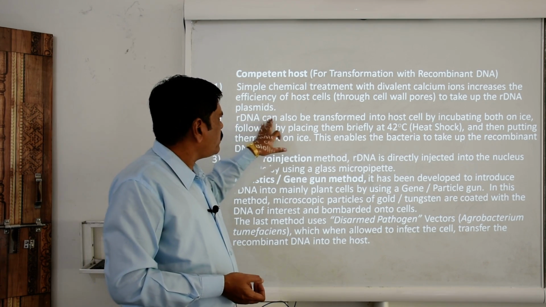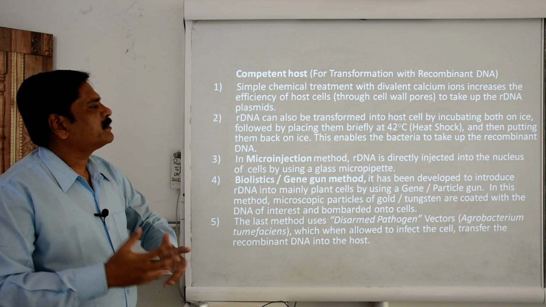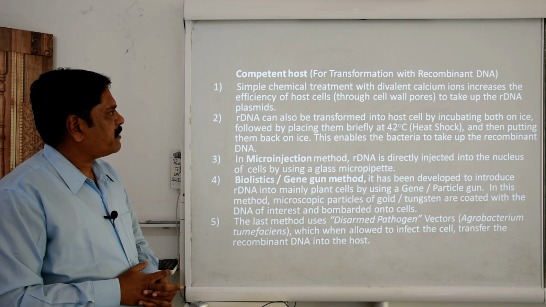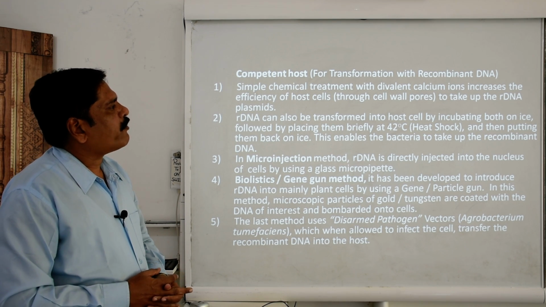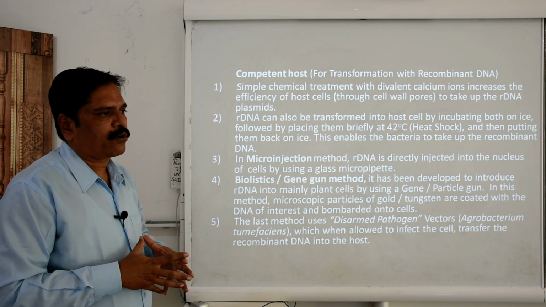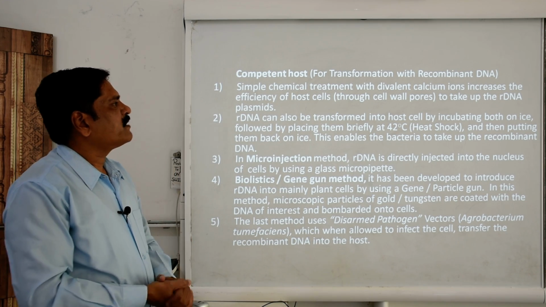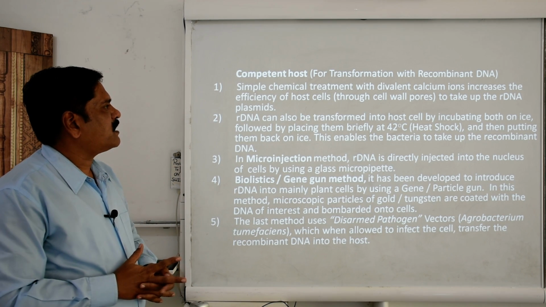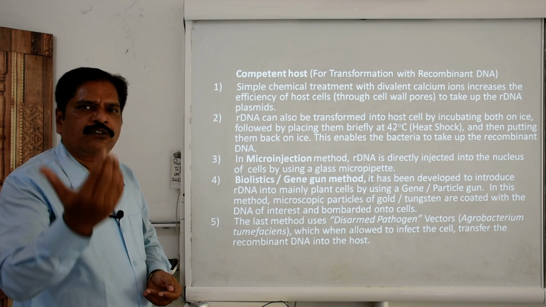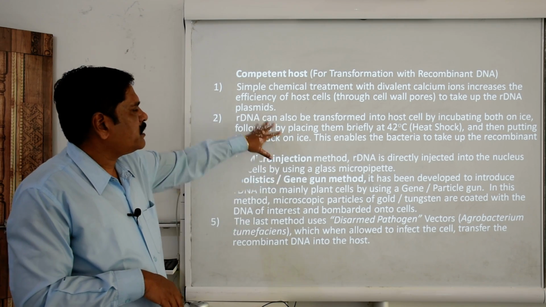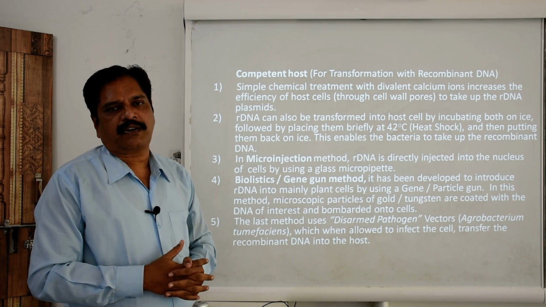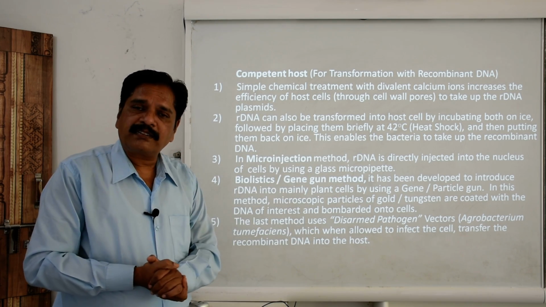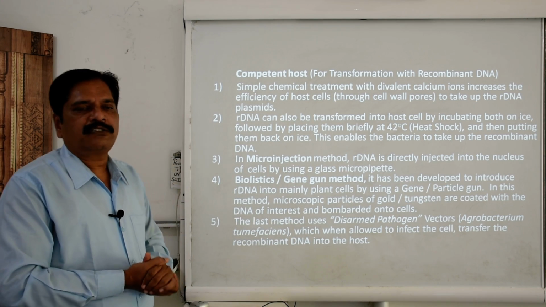Then this recombinant DNA can also be transformed into the host cell by incubating both on ice, followed by placing them briefly at 42 degrees Celsius. It is called the heat shock, from 0 to 42 suddenly, and then putting them back on ice. So this enables the bacteria to take up the recombinant DNA. Just to receive the recombinant DNA, we need to give them this heat shock treatment. Clear? From 0 to how much temperature? 42 degrees Celsius, and again bring back to 0 degrees Celsius.